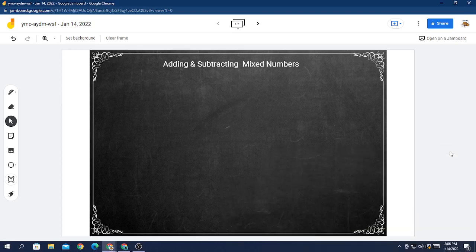For this week in math, we're going to be learning how to add and subtract mixed numbers. So let's begin with a simple example.